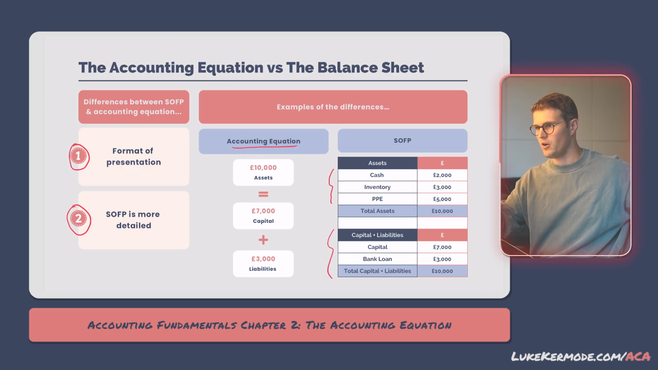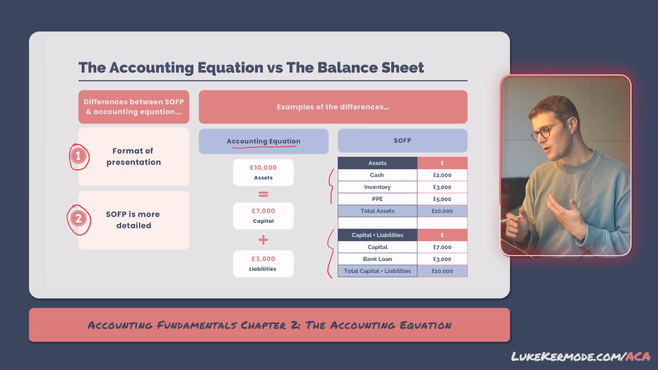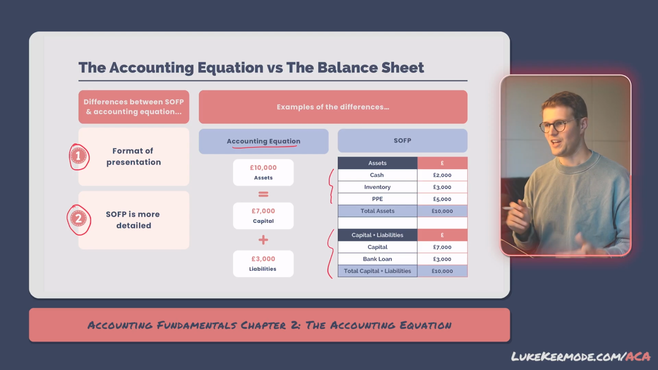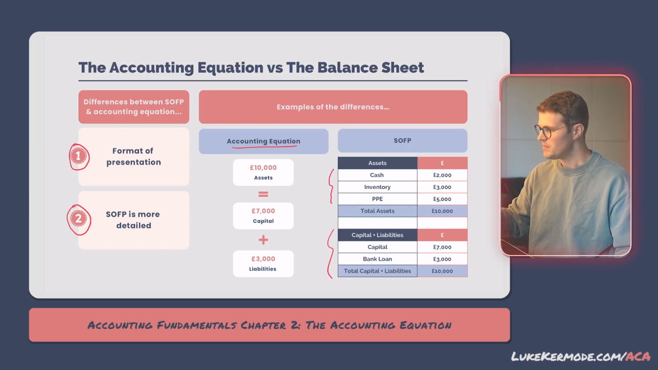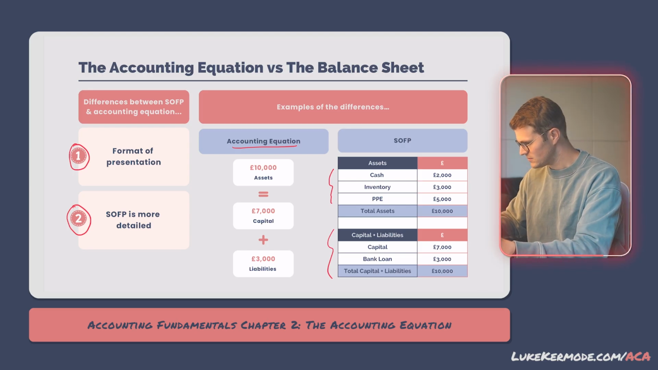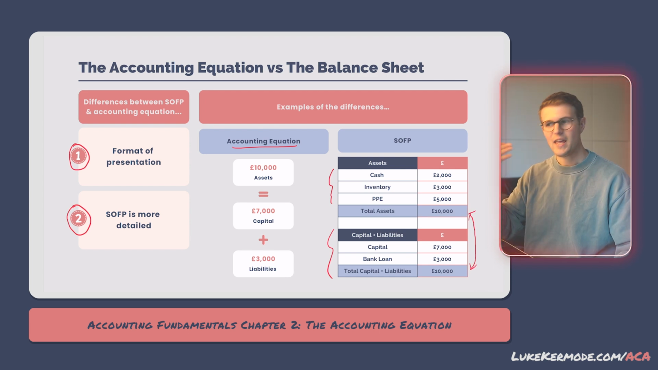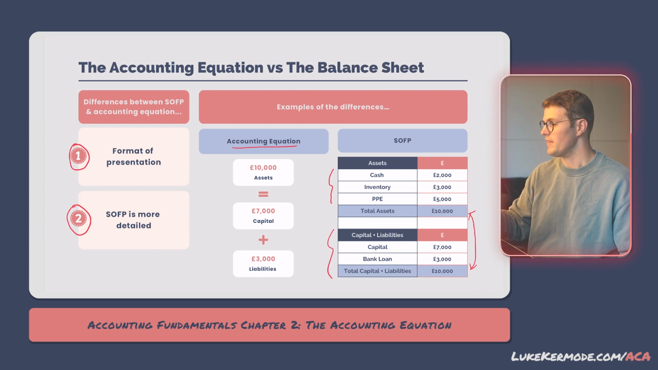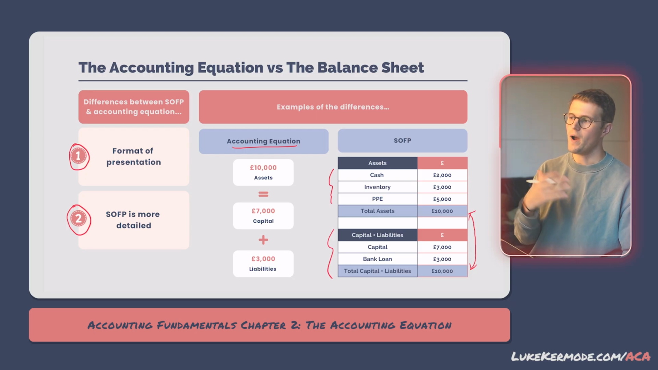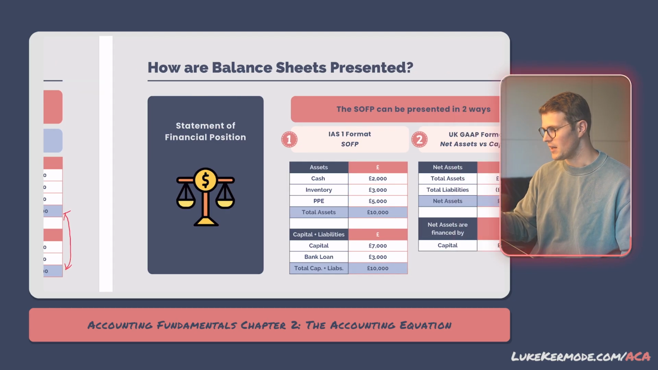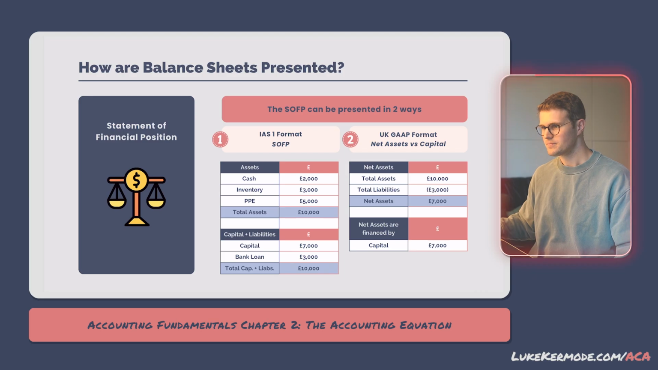So in this example, we've got assets including cash, inventory and equipment. We've got capital, which represents the owner's investment in the business, and we've got liabilities, which can include things like loans, payables, or other obligations. Just like the accounting equation, both sides of the balance sheet need to be equal, and this is why we call it the statement of financial position. It shows where the business stands at a particular point in time.